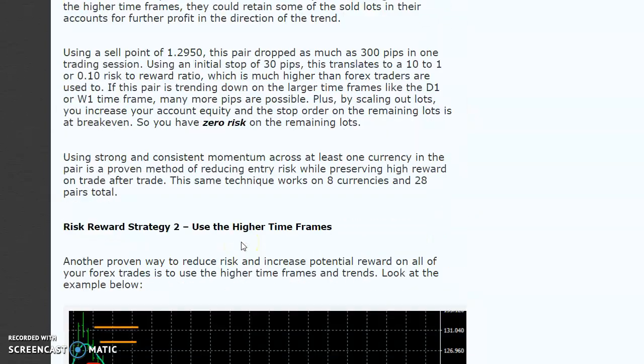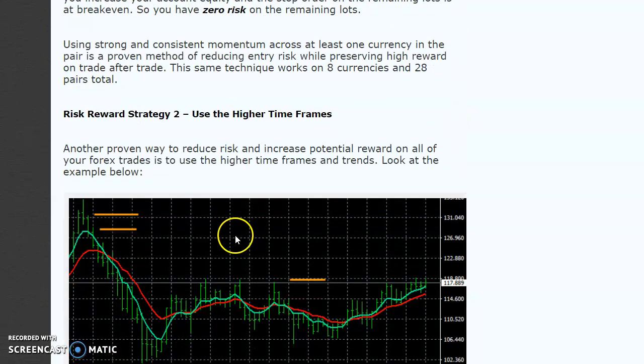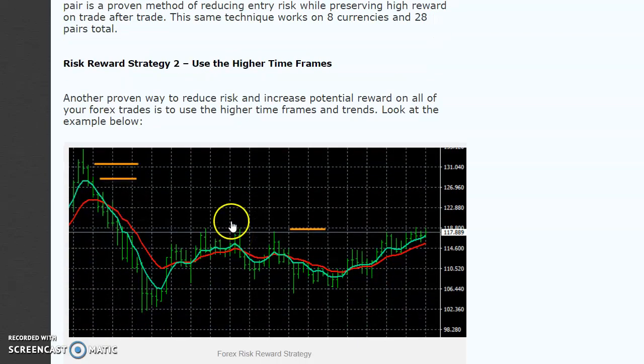Which is to have strong momentum using this great tool called the Forex Heatmap. Now let's move on to the second way to reduce risk and increase potential reward on every trade entry.